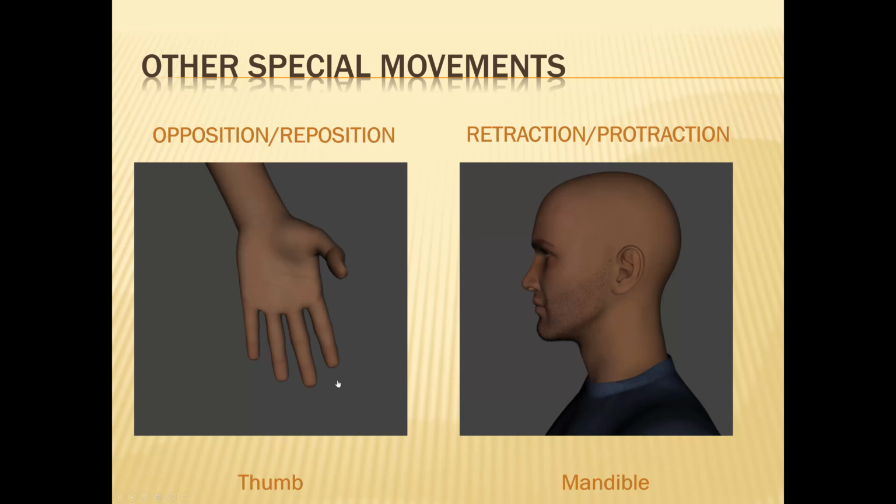So taking a look on the left, we're going to look at opposition and reposition. So moving my thumb forward like this is opposition, and then putting it back would be reposition. So opposition, reposition. And then with the mandible or jaw, this would be protraction, retraction. So it's very slight, but you see how it can move forward and then back. So protraction, retraction.